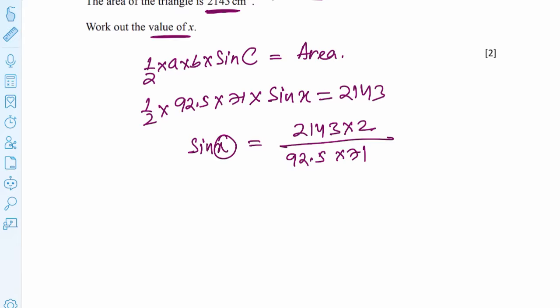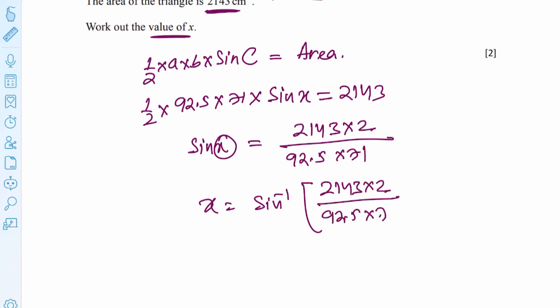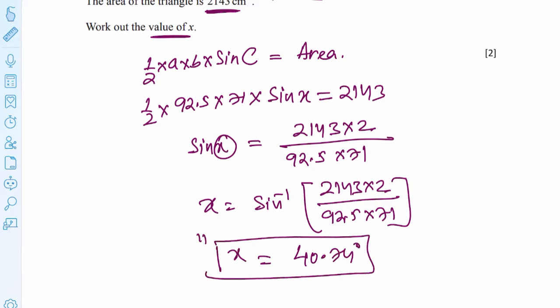And as this is the angle, so x equals sine inverse of 2143 times 2 over 92.5 times 71. When you type this value in the calculator, you might get the answer 40.74 degrees, which is the acute angle. Did you get it, everyone?